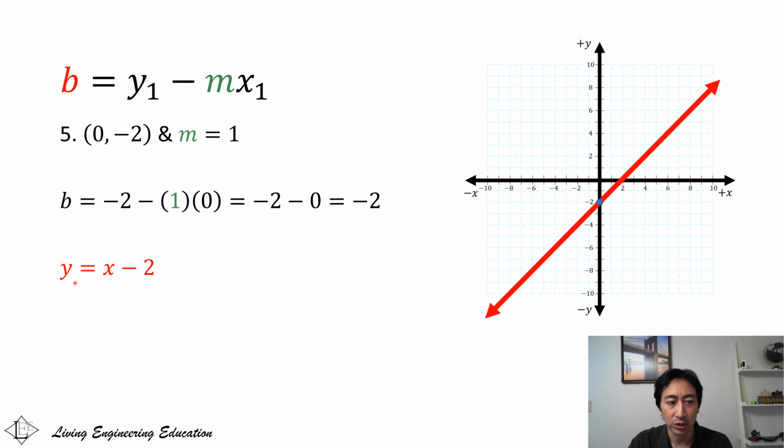So my linear equation is just y equals x minus 2, right? 1 times x is just x. So when you're given the value already, this becomes a very simple problem. You just plug it directly in.